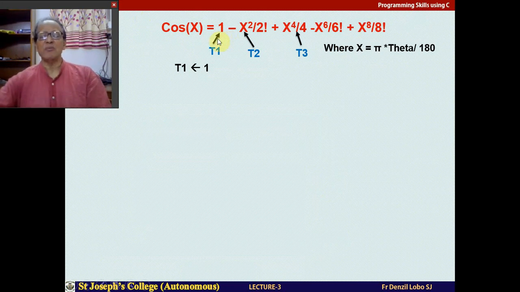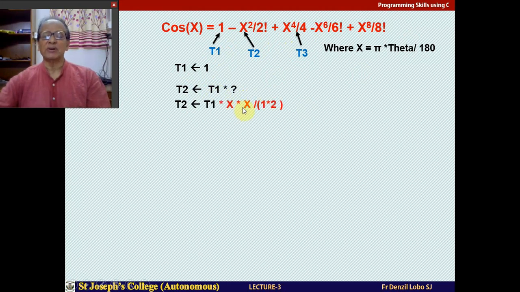As I said, this is T1, the first term. This is T2, this is T3, this is T4, T5. How do I get T2 from T1? I multiply T1 by x squared. So therefore, T2 is equal to T1 into what? T1 into x squared divided by 1 into 2. 1 into 2 is the 2 factorial.